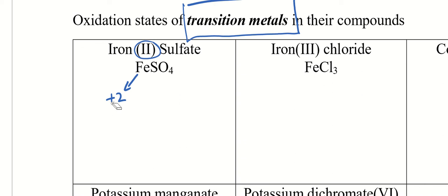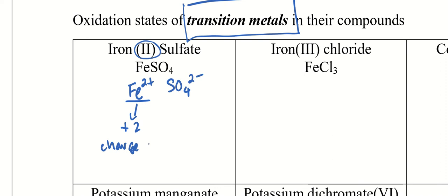Now this makes sense because we know that in iron 2 sulfate, it is Fe2 plus joined together with SO4 2 minus, and 2 plus would definitely have an oxidation state of plus 2. Again, here I emphasize, when we talk about charge, we use number and then sign. But when we talk about oxidation states, we use sign and then number. Don't mix up the two.